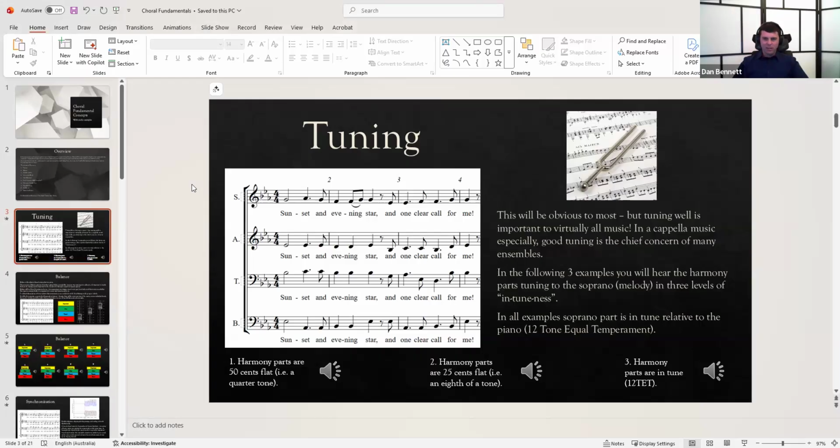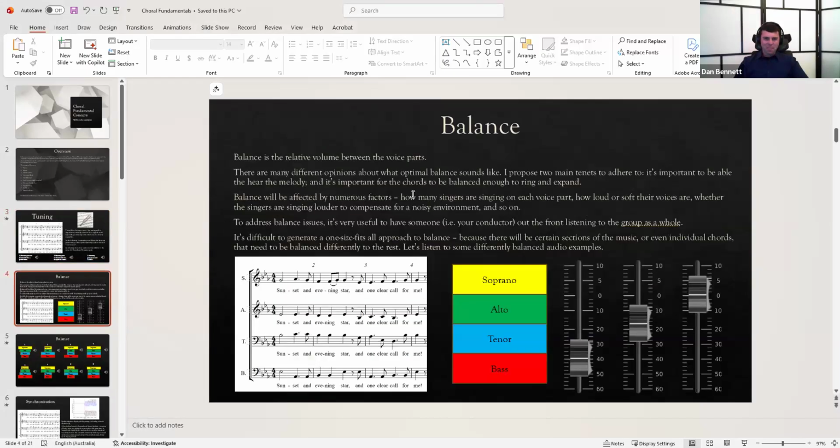So tuning is important. Balance. Now, this is a fascinating one. Balance is the relative volume between the voice parts. There are many different opinions about what optimal balance sounds like. I propose two main tenets to adhere to. It's important to be able to hear the melody, and it's important for the chords to be balanced enough to ring and expand.